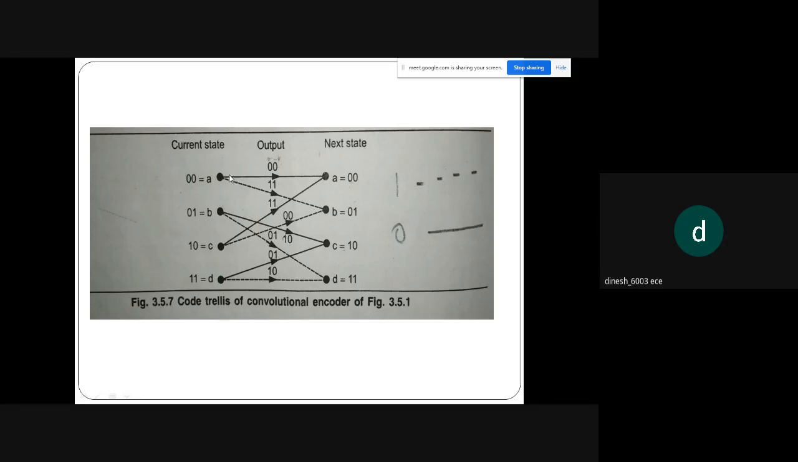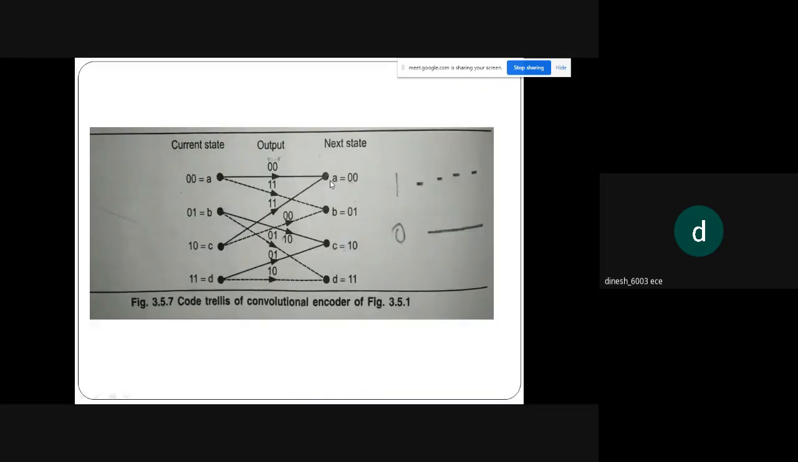See, if for A, if I give 0, which is in dark line, what do I get? Another state again. As for A, if I give 0, I got A itself. So connect this A to A in dark line if m is equal to 0. I think you would have understood this.